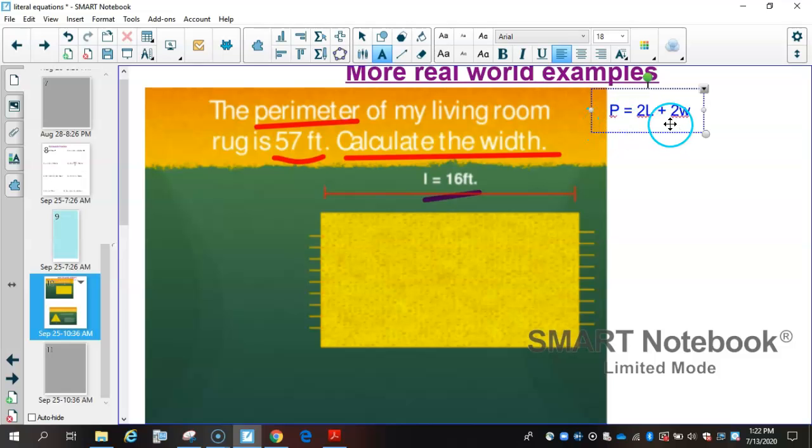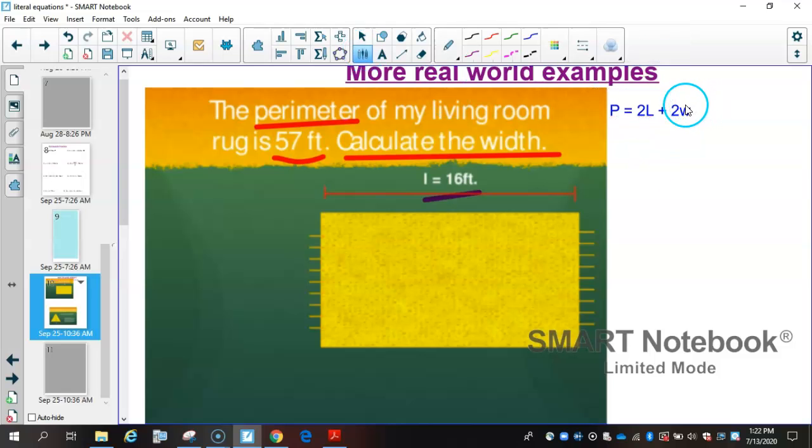So that is our equation, our formula for perimeter. Now, before we do anything else, because we've been dealing with literal equations and we need to calculate the width, I'm going to say that W is now what we need to solve for. So we are going to solve for W. In this case, again, I'm going to do this two different ways. The first way you may be thinking about this is to get rid of this 2L, which is fine. Get rid of the 2L by subtracting on both sides.